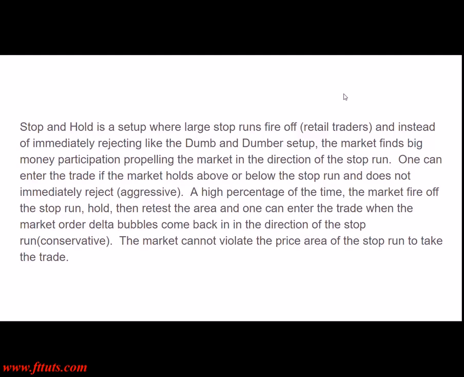A high percentage of the time, the market will fire off a stop run, hold, then retest the area, and one can enter the trade when the market order delta bubbles come back in the direction of the stop run, which is the conservative entry, which we've seen many times in these other setups. The market cannot violate the price area of the stop run to take the trade. If it violates, it could potentially be a Dumb and Dumber setup. So we'll see the difference here right now.